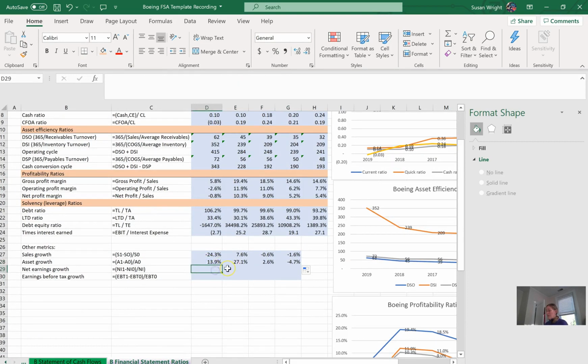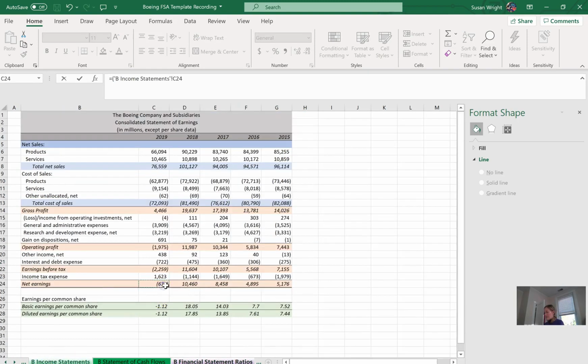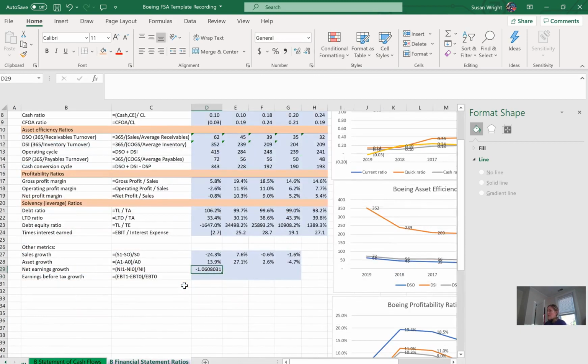Okay, earnings growth, that's going to do the bottom line here, so it's net income. So that's this number minus this number. Close the parentheses, hit divide, this number. And that should be a percent, so change that. You can take it out once, that's consistent with the others. Yeah, what a mess. And then earnings before tax growth.